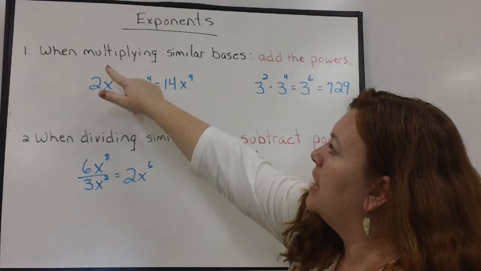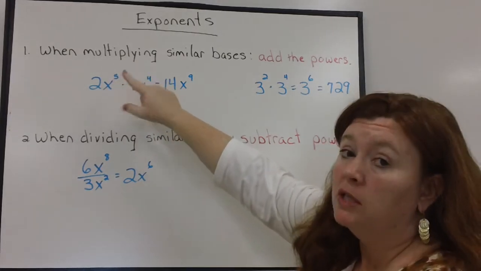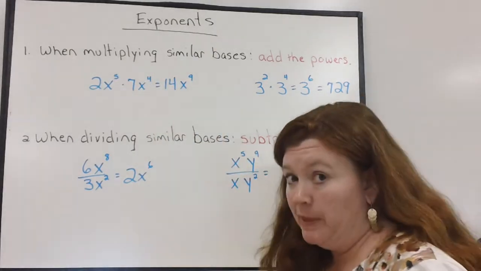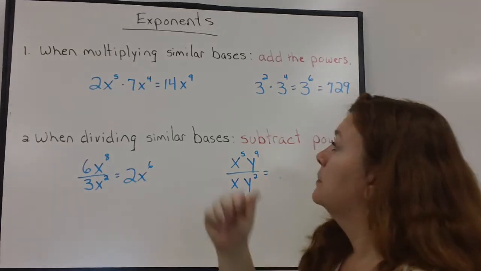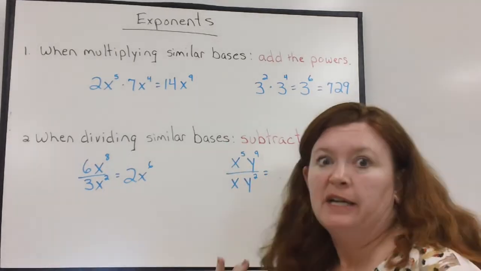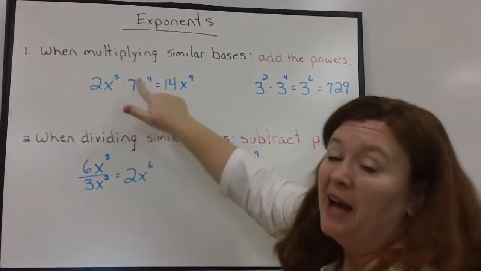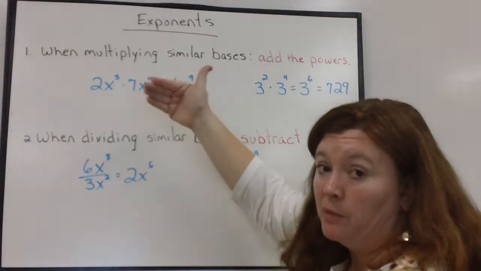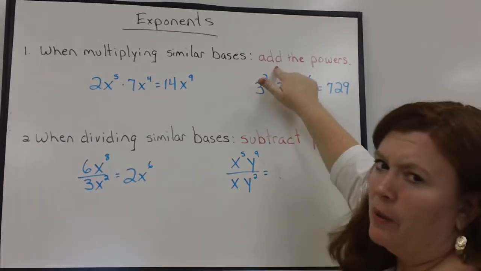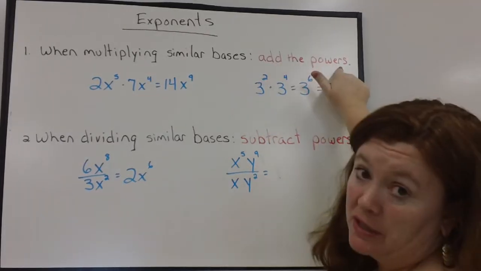So first we have the situation where you are multiplying 2 similar bases. For example, x and an x, or y and a y, or 5 and a 5. And if either of them have an exponent or power, what we're going to do is, and I don't know how well you can see this, but it says add the powers.